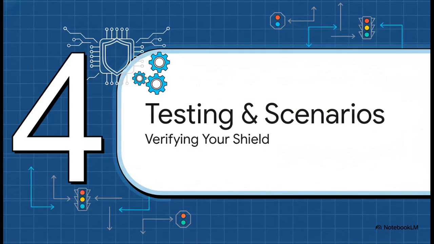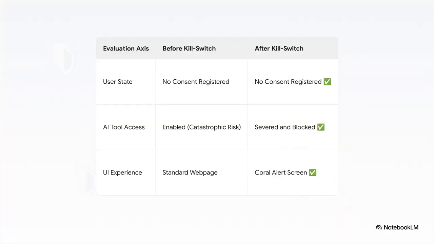So, with the shield deployed, we now have to verify that it actually works and get ready for some real-world situations. This is where the role of your designated AI compliance officer becomes absolutely central to your day-to-day governance. This matrix right here is your proof of compliance. It gives you that clear before and after picture for your records.